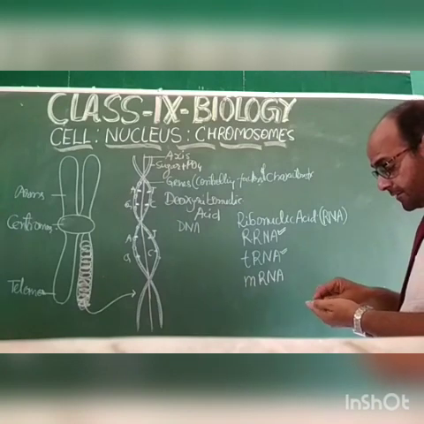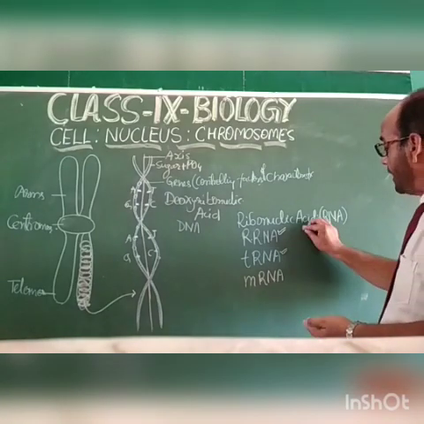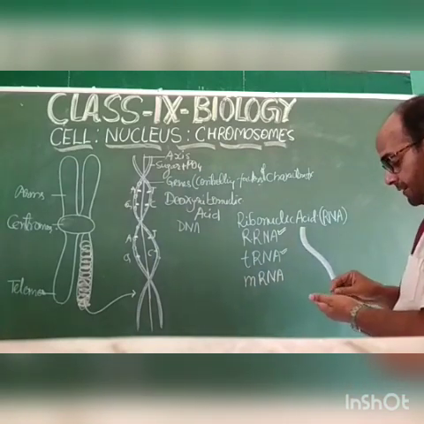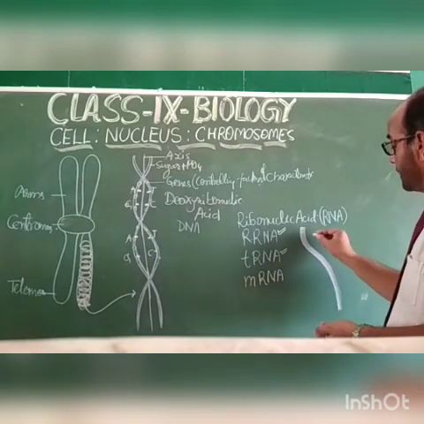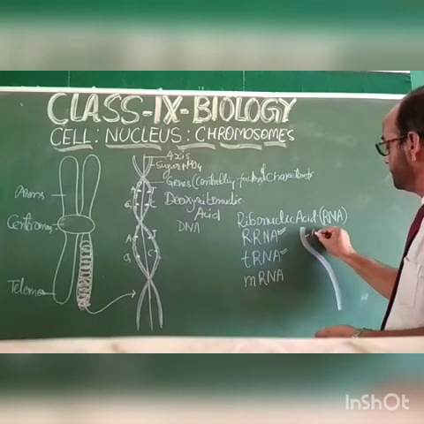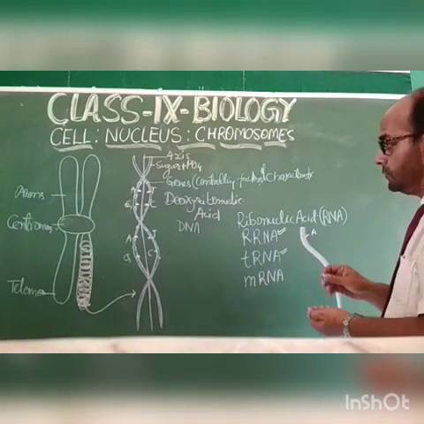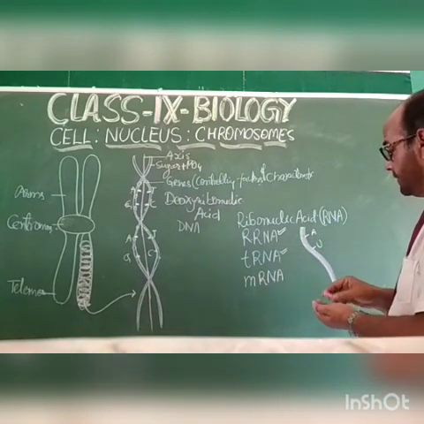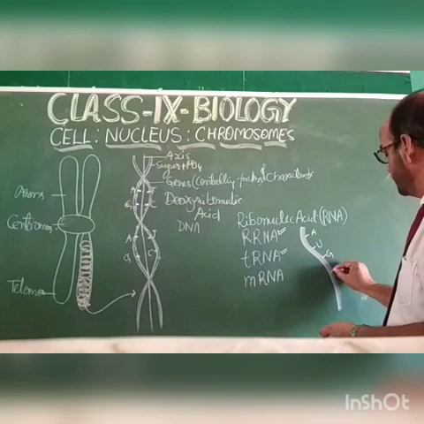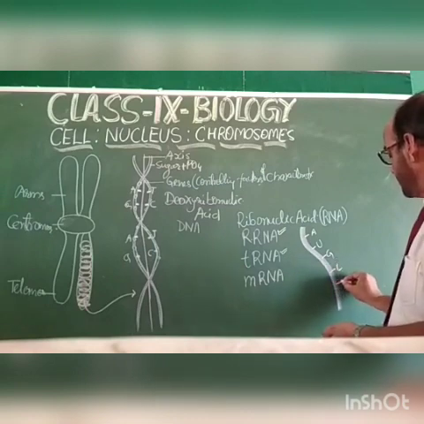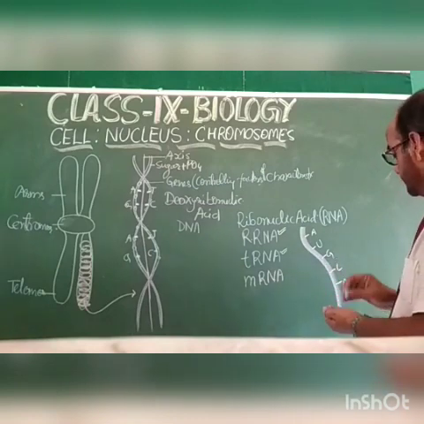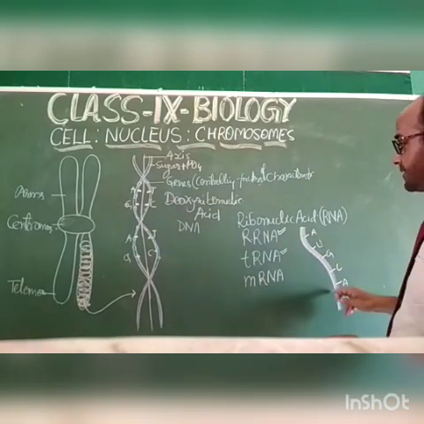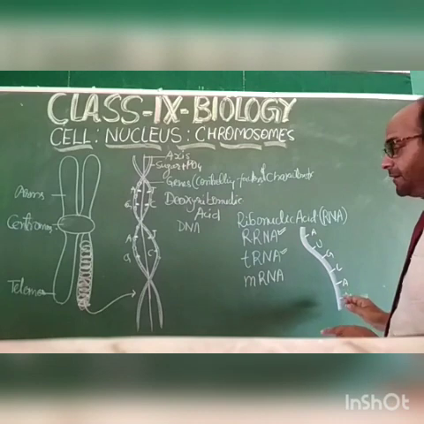Dear students, let us see the structure of this RNA. RNA is a single strand which has nitrogenous bases like A, U, G, and C. So dear students, this is a single strand. This is not a double strand. This is not genetic material.